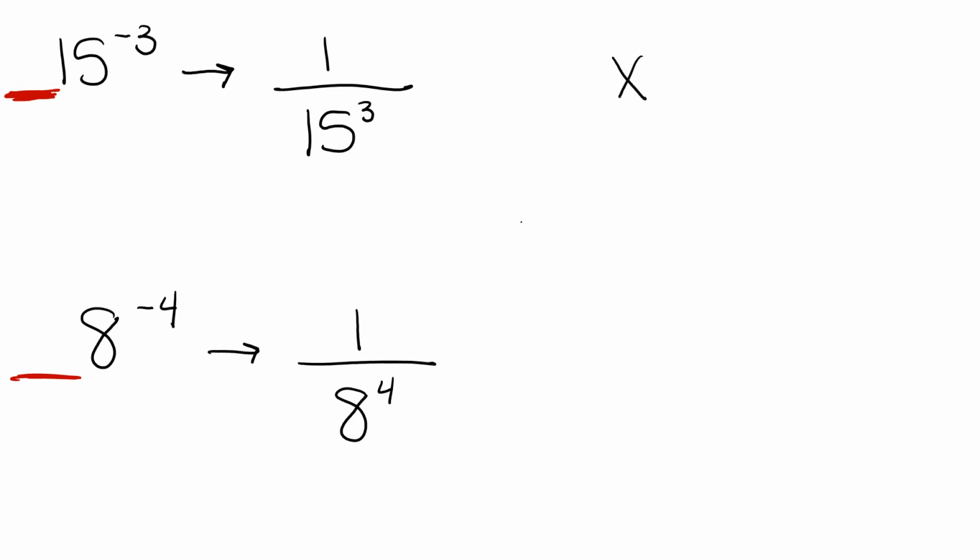Our next example, x to the negative 7th. We take our base number x and put it in the denominator. The negative 7 changes to a positive 7 when we write it as a fraction. There is nothing left in front of the variable, in front of the base number, so we leave it as a 1 on top.